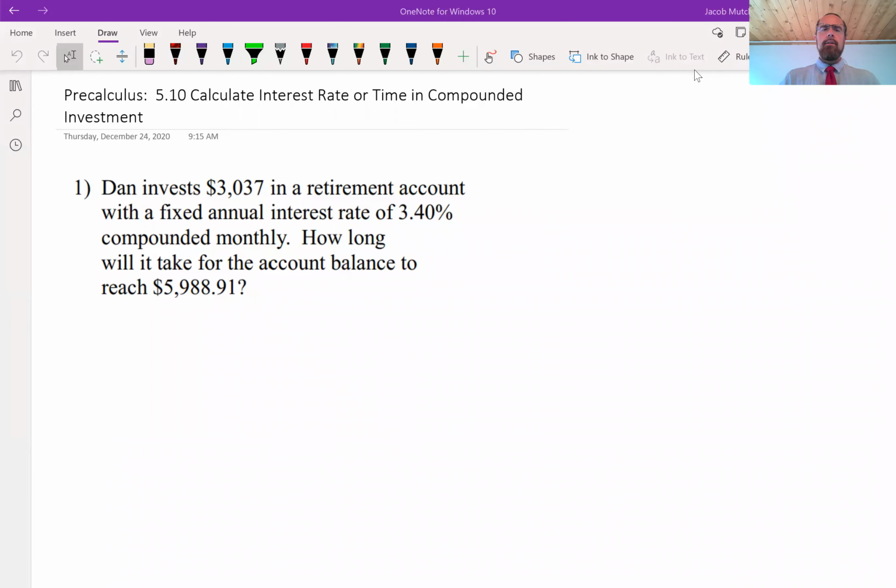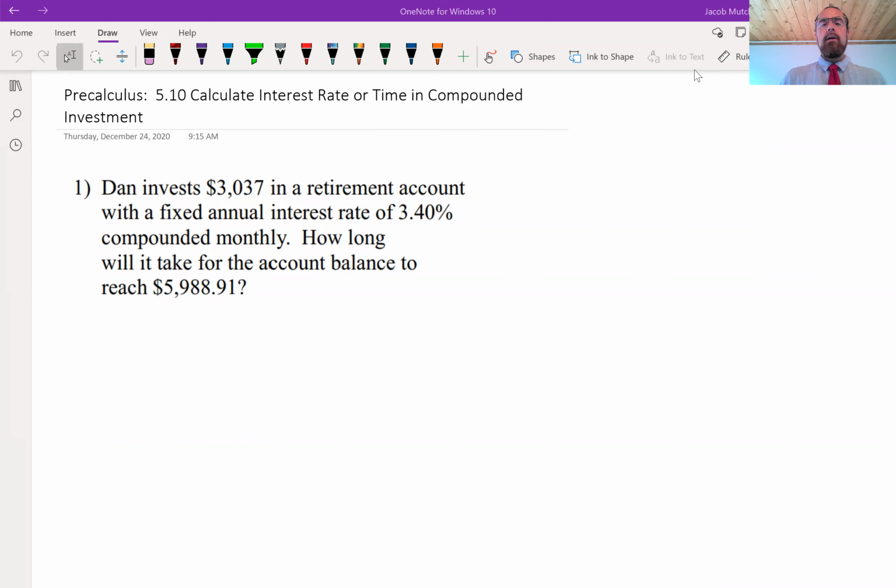Welcome to Pre-Calculus. Today we will calculate interest rate or time in compounded investment. We'll take a look at two examples, one in which we find the interest rate, one in which we find the time. First example involves the situation with Dan investing $3,037 in a retirement account with a fixed annual interest rate of 3.40% compounded monthly.